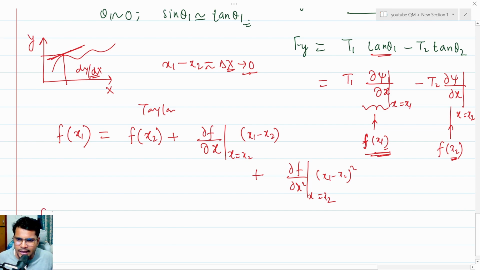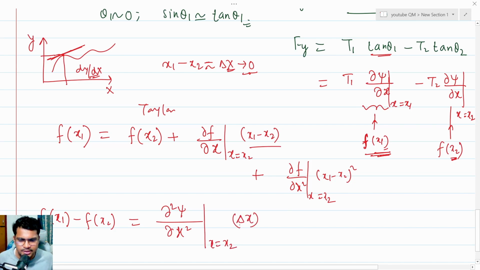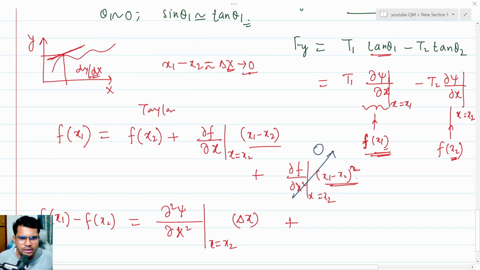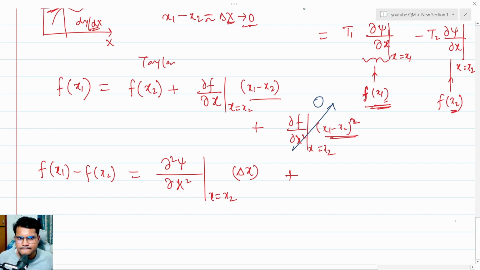Then see what happens. I immediately get that f(x1) minus f(x2) is del f over del x, but it will become what? Del 2 psi over del x square at x equal to x2, and this is delta x, basically delta x, right? And this would be the triple derivative, and x1 minus x2 is already small. Any square would become a lesser quantity. Therefore I can simply say that I don't require that, and hence I have this important relationship: Fy would become f of x1 minus f of x2.